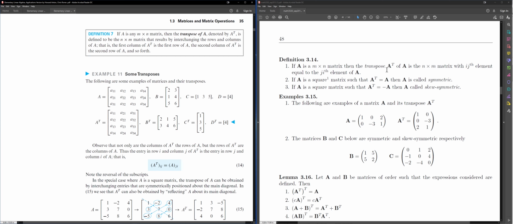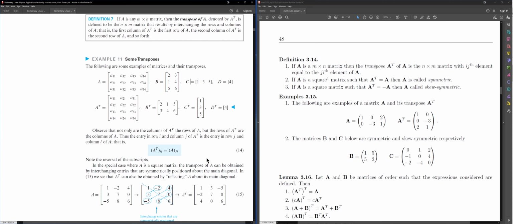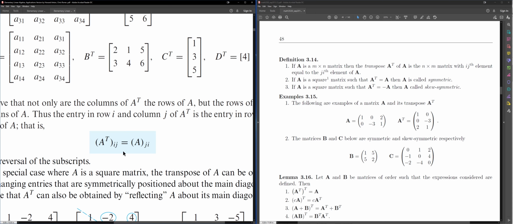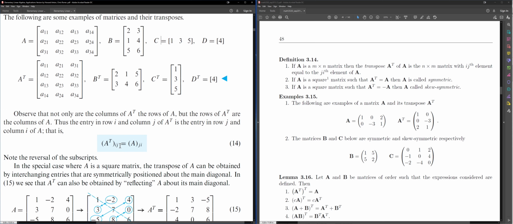So that's the first thing in transpose. The next thing is that by definition, the ijth element of A transpose is equal to the jith element of A. A next way to write that is this equation here: if I look at the ijth element of A transpose, in other words the element in the ith row and the jth column, then that's going to be equal to the element in the jth row and ith column of A. So let's see this definition.